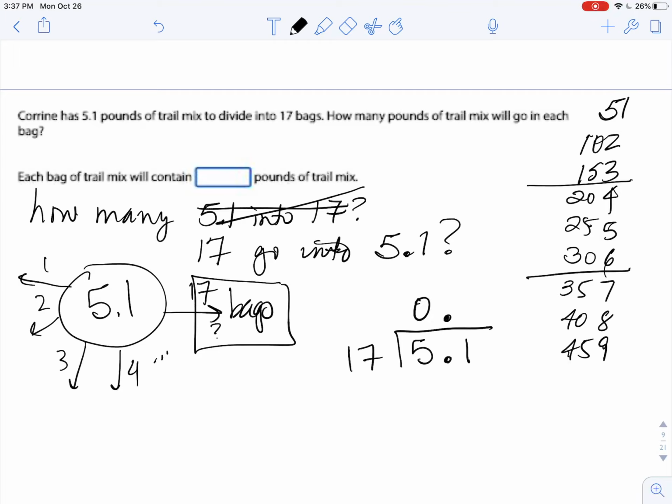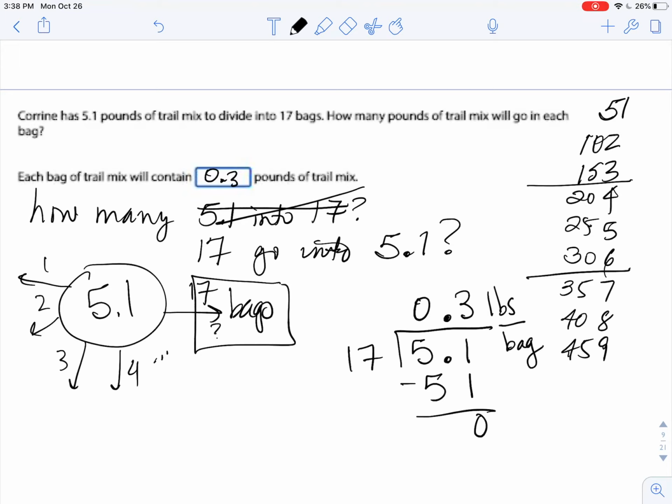17 goes into 5 0 times. 17 goes into 51 3 times. 3 times 7 is 21. Carry the 2, 51, 0. So that would be 0.3 pounds per bag. 0.3.